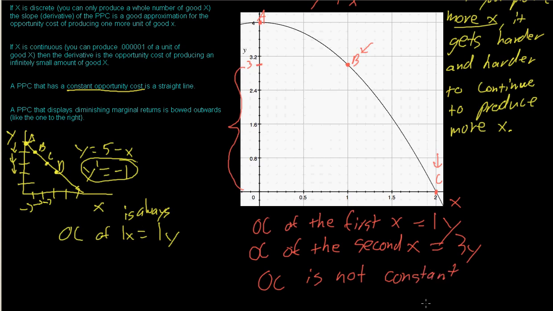And the opportunity cost depends on which number of x we are producing. So to produce the first x, we only have to sacrifice 1 y. But to produce the second x, we have to go ahead and sacrifice 3 of them. So 1 and 3.